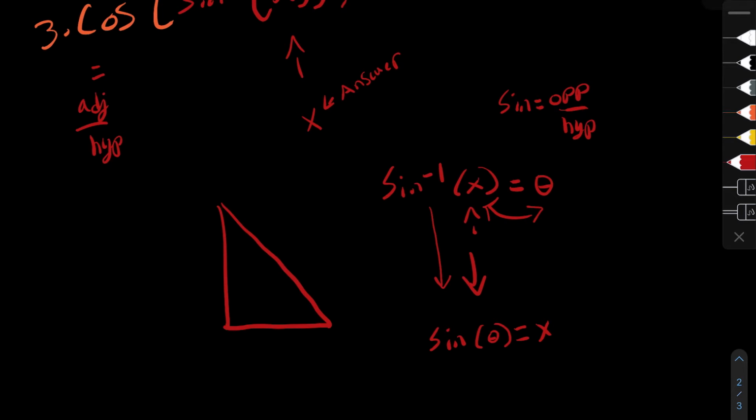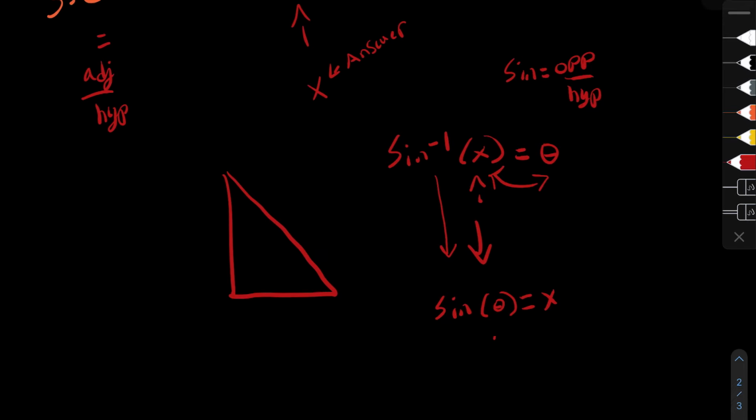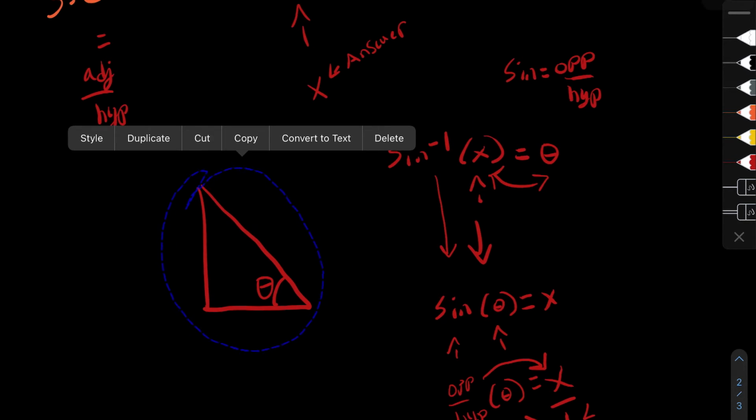Now, what we need to see is that when we're looking at the opposite over hypotenuse of our theta, so the sine, which is the opposite over hypotenuse of our angle, it equals x. Any number by itself is just that number over 1, right? So we can assume that our hypotenuse is 1 and our opposite value is equal to x. Now we can place our theta, our angle value, right here.